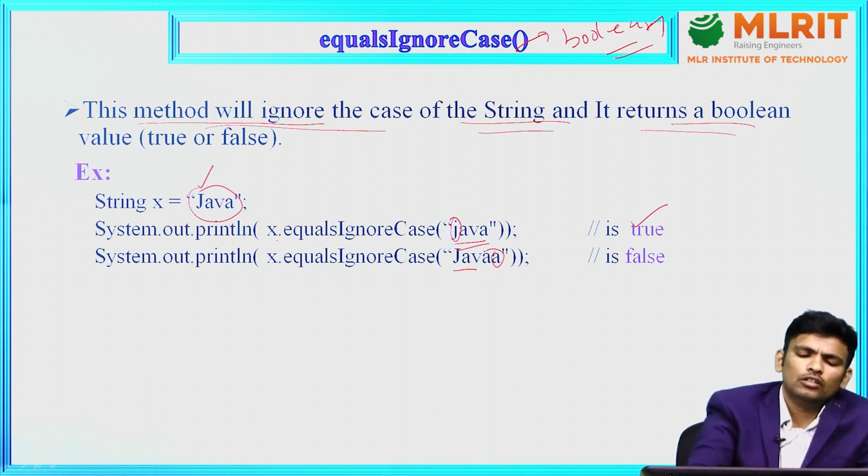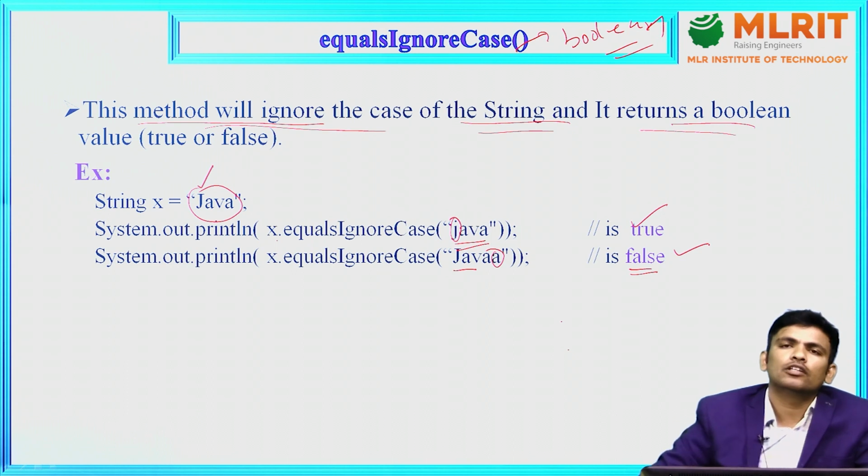Okay, so here it will throw what? The false. Why is it returning false? Because the content is not matching. Here Java has 4 characters and here there are 5 characters, so simply it will return false. So simple. So equalsIgnoreCase simply means it will ignore the case.